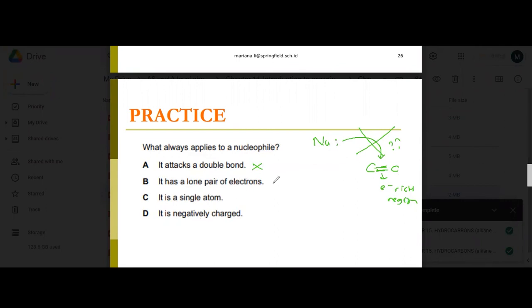It has lone pairs of electrons. This is correct. It is a single atom? Not always, right? It can be OH minus, it can be H2O. So it cannot be said to be a single atom. Is it always negatively charged? Not always, since it can be a neutral species as well. So this is the best answer: it has lone pairs of electrons.